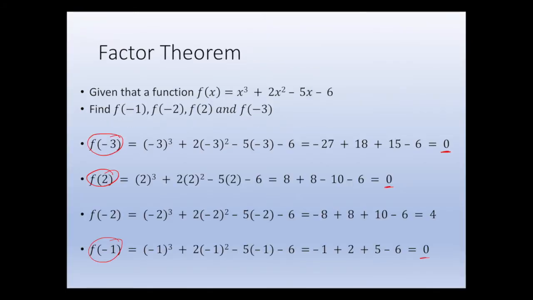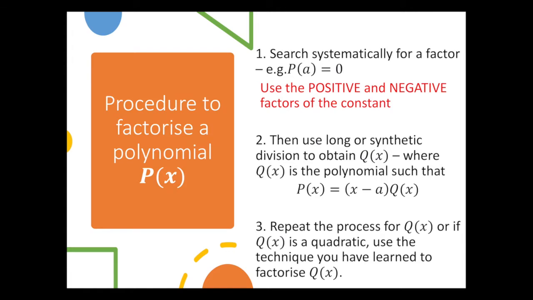So what you need to do is use the positive and negative factors of the constant. If you look at the previous one, which is minus 6, the factors will be minus 1, 1, 6, minus 6, 2, minus 2, 3, and minus 3. In fact, I've selected 3. That's actually the factor.